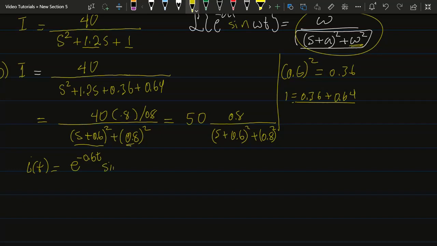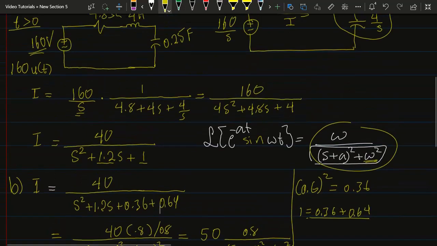So sine, and then omega is equal to 0.8, so this is 0.8, and they have a constant of 50 here, and this 0.8 is multiplied by t, and the whole thing is multiplied by u of t, and of course don't forget the units. So this is now the answer for part B, which is the current in time domain.